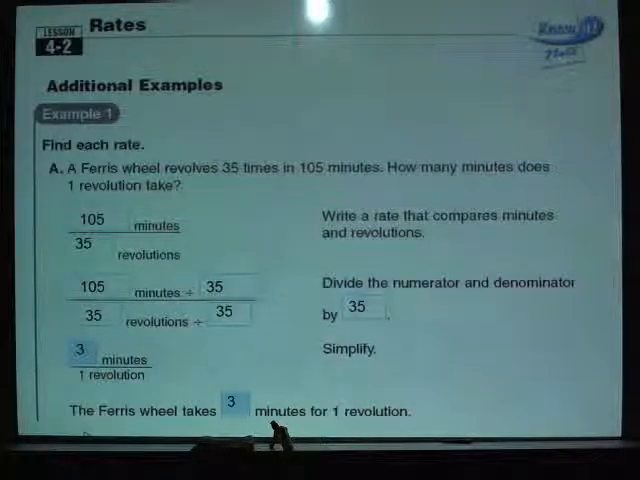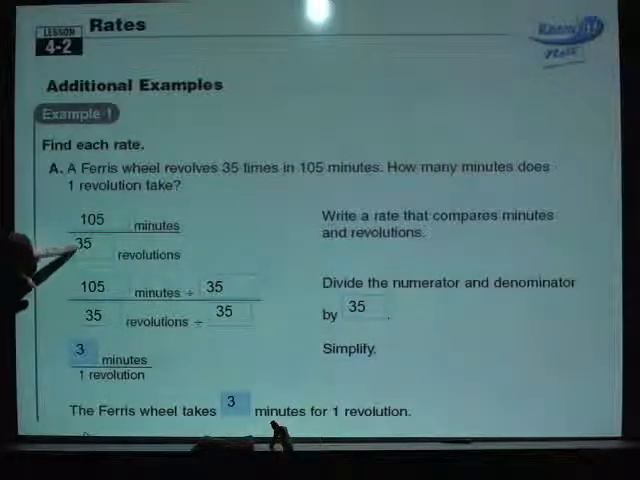When they're talking about one revolution, that's obviously what they want to go in the bottom. So even though the question says 35 times or 35 revolutions first, we know that's going to go in the bottom. So the fraction is going to represent 105 minutes for 35 revolutions. And then since we're trying to make that bottom number become a 1, we're going to divide by whatever the bottom number is, in this case, 35.